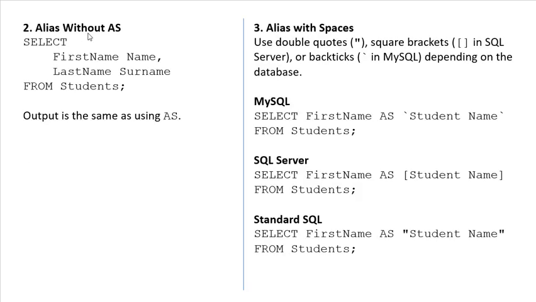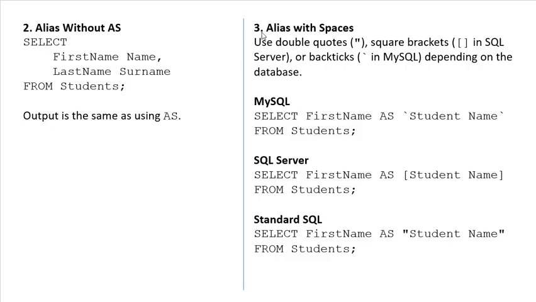Second is alias without AS. SELECT first_name name, last_name surname FROM student; The output is the same as using AS.